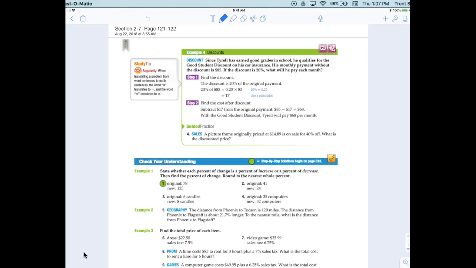Really, really need your attention. All right, so with that in mind, let's head your paper. Section 2-7, page 121 through 122. You can put at the top odds.